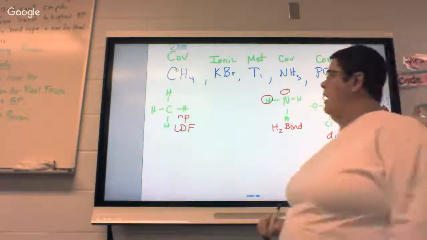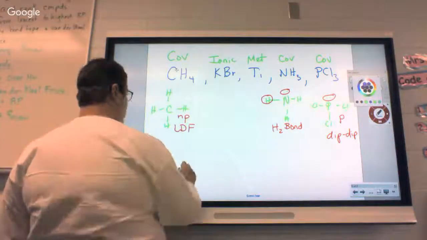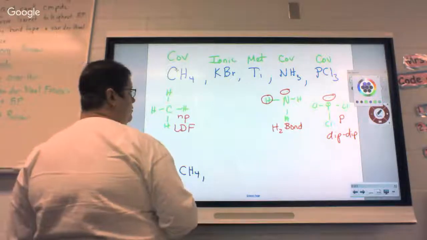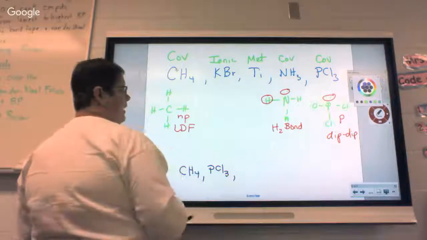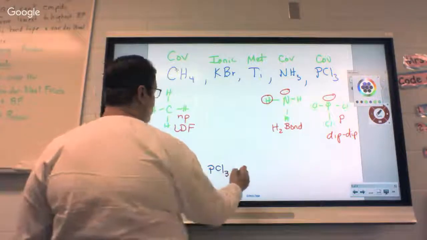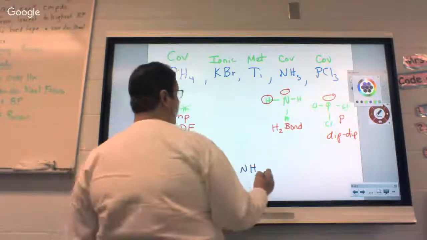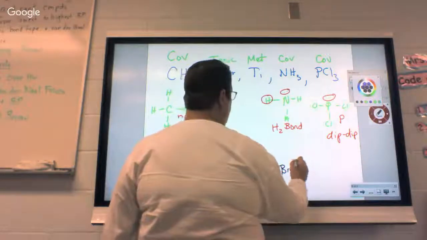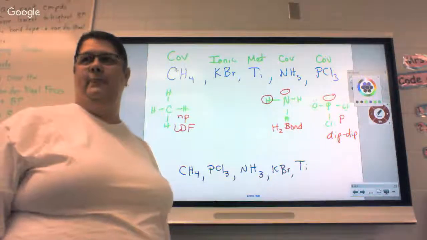Okay, so who has the lowest boiling point out there? CH4 is the lowest. Who is the next lowest? Dipole, the PCl3. And then the last covalent is who? All right, after covalent comes who? The ionic one, so KBr. And then who has the highest? The metallic, the Ti. Question. Feel okay about it? All right.